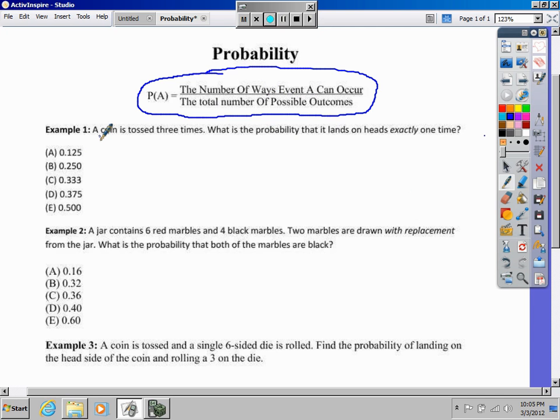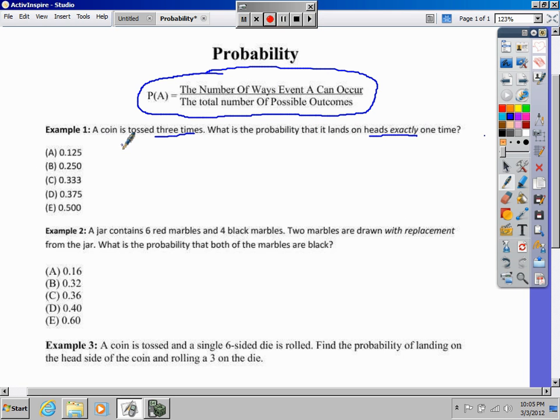So for example, a coin is tossed 3 times. What is the probability that it lands on heads exactly 1 time? So there's a couple things here. First of all, we're tossing a coin 3 times. That's my event. We want to know how many ways that can occur, and we have to divide it by the total number of outcomes.